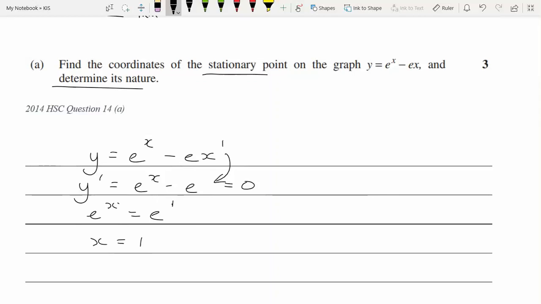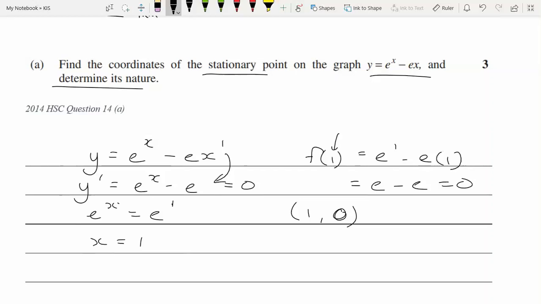To find the actual point where that sits on the curve, we substitute that back into the original function value. I'll actually do this notation. f of 1, so subbing in 1 into the x value, is equal to e to the 1 minus e times by 1, which is e minus e. So it actually sits on the point 0. So it's the coordinate 1, 0. And now we need to test its nature, so either a maximum or a minimum turning point.